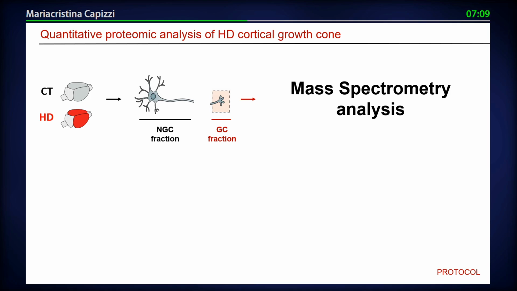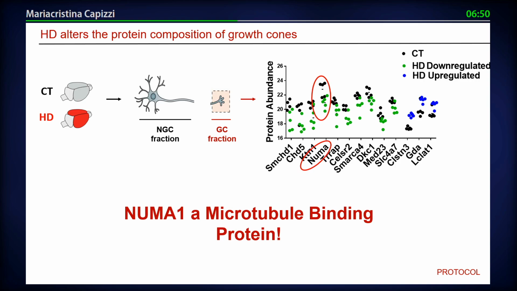To investigate which molecules could be involved in this mechanism, we performed a mass spectrometry analysis doing growth cone fractionation starting from the cortices at P0. We obtained different proteins that were modulated. In green are the down-regulated proteins, and in blue, the up-regulated. Among the pool of down-regulated proteins, there was NUMA1. That is a microtubule binding protein, really well known during cell division because it organizes the microtubule cytoskeleton during cell division, and is a well-known partner of Huntingtin. But the role and function of NUMA in post-mitotic cells was completely unknown.